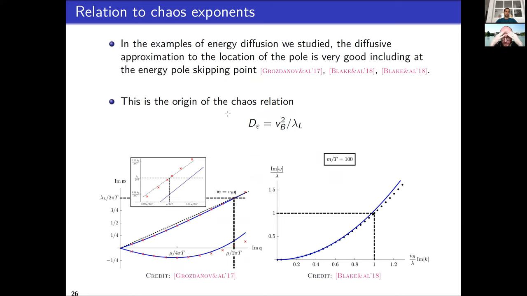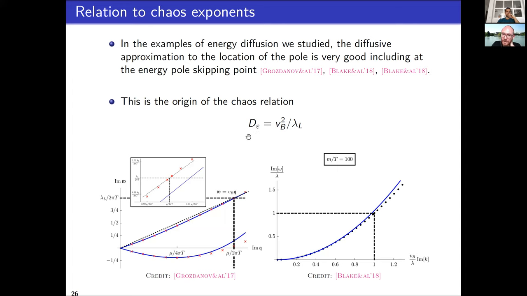Now, what about the relation to chaos parameters? As you may be aware, there have been a lot of studies that have found that you can relate the energy diffusion constant to parameters that appear in the calculation of the OTOC in holographic systems and in SYK. And there the OTOC is parameterized by the Lyapunov exponent lambda_L and the butterfly velocity v_B. People observed that this type of relation held in the AdS2 examples and in the SYK examples that I've just mentioned. This was also further understood to be related to the fact that there's a pole skipping exactly at the frequency omega equals plus i lambda_L as a function of imaginary k in the upper half plane.